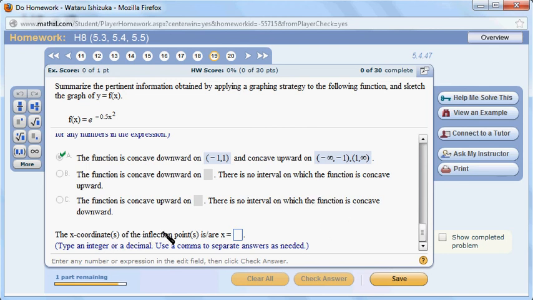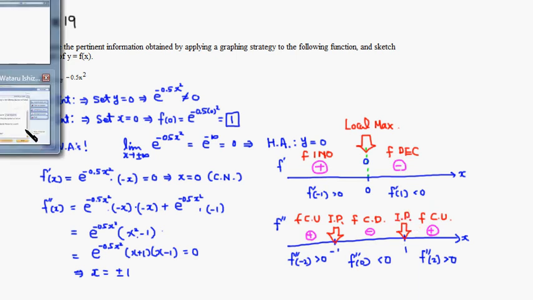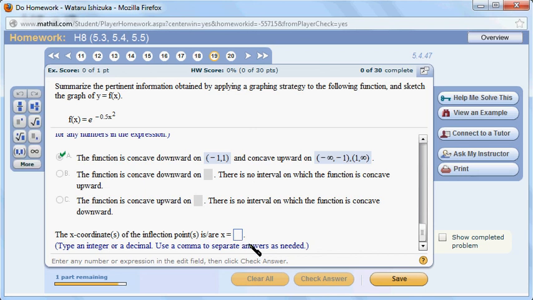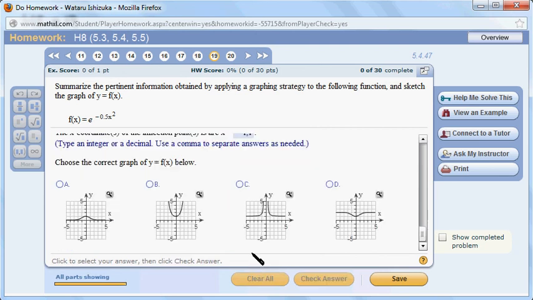Then the x coordinates of the inflection points. You can see that there's a concavity change at negative 1, so there's going to be an inflection point there. And there's a concavity change at x equals 1, so it's an inflection point there as well. So put that in: negative 1 and positive 1. Let's check that. Got that.